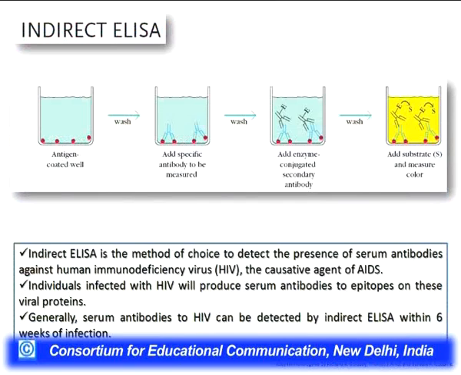So the indirect ELISA is one of the major assays used to detect the presence of serum antibodies against the HIV virus in the AIDS infected patient. In the AIDS infected patient, they are routinely checked for the quantity of the antibodies which are present in their blood circulation.